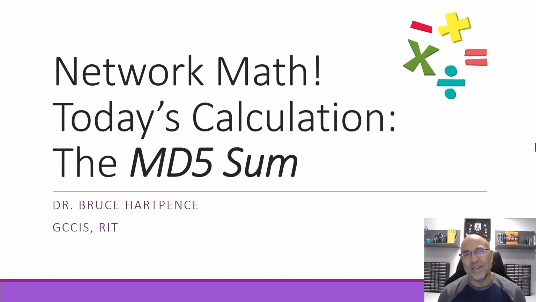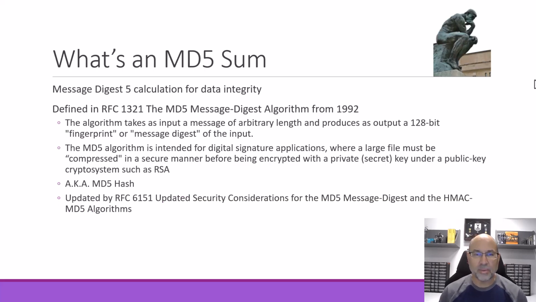Well, this is kind of networking, kind of network math. The MD5 sum actually appears in places far more regularly outside of networks, but there we go. So today we're going to talk about the MD5 sum. So what's an MD5 sum? Well, if we expand the acronym, it's Message Digest number 5, a calculation for data integrity. It is defined in RFC 1321.